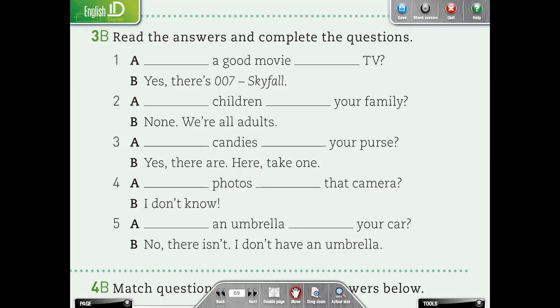This is something similar to a short quiz. You have to try to do it by yourself, and then we're going to check the answers. And you're going to count how many correct answers you guessed. Teacher, I'm confused with number 4 because it could be, can I take photos with that camera? And the answer could be, I don't know. Yeah, you have a lot of options to ask this kind of question.